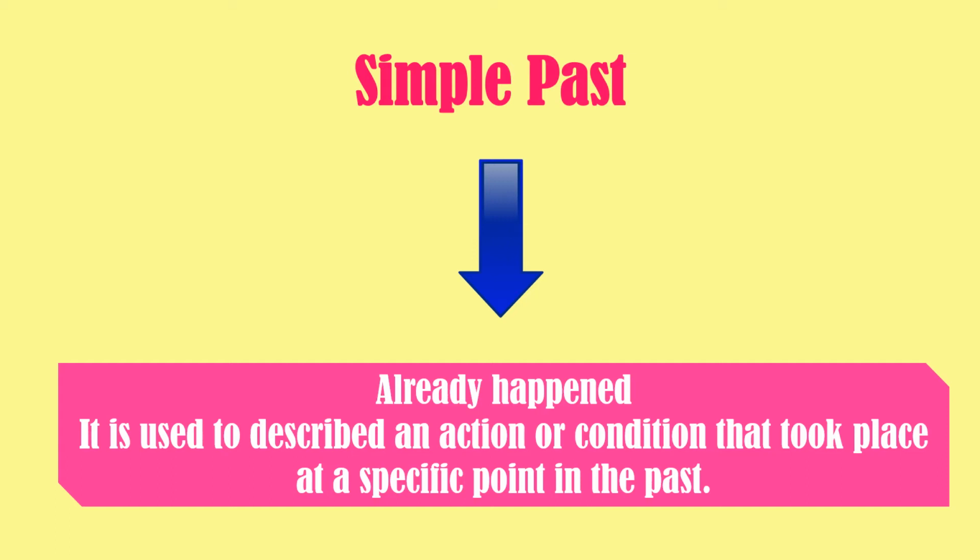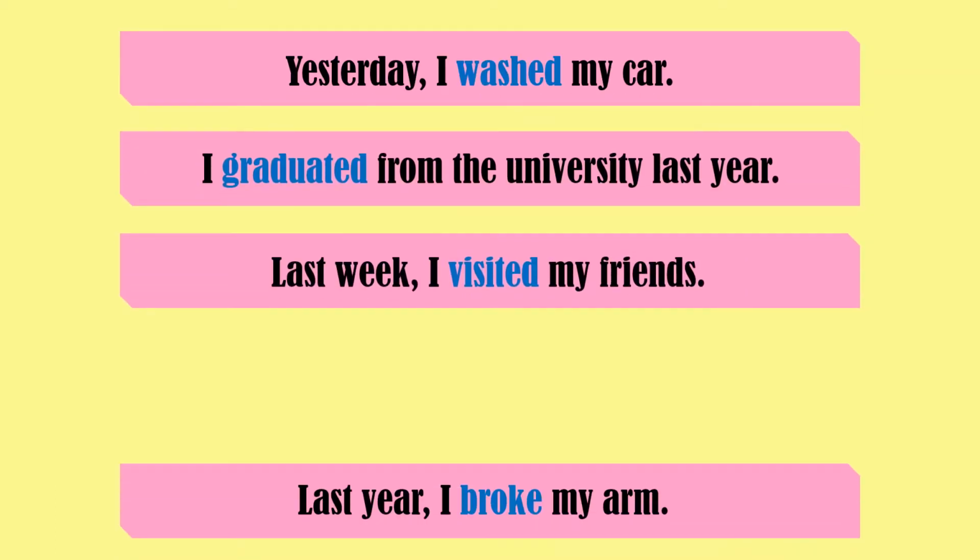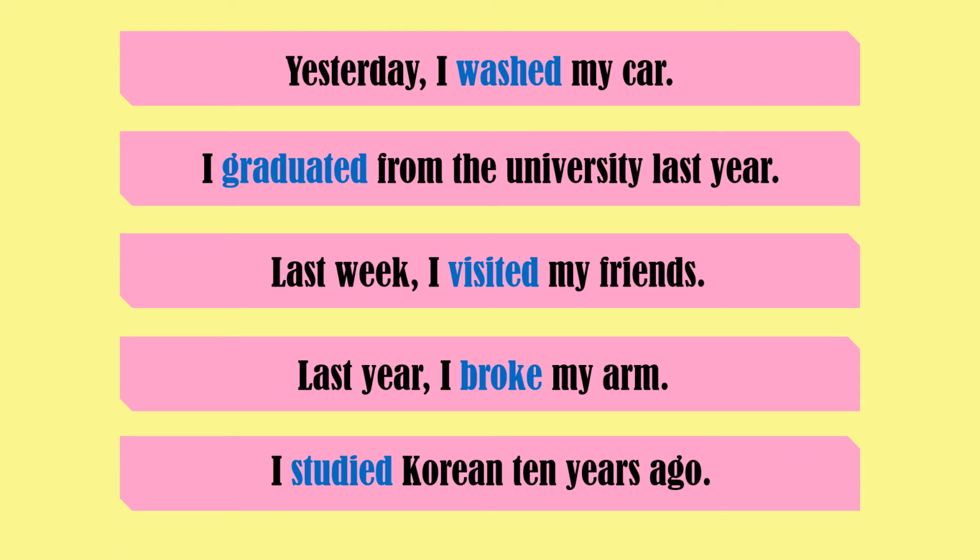Simple past means already happened. It is used to describe an action or condition that took place at a specific point in the past. Yesterday, I washed my car. I graduated from the university last year. Last week, I visited my friends. Last year, I broke my arm. I studied Korean ten years ago.